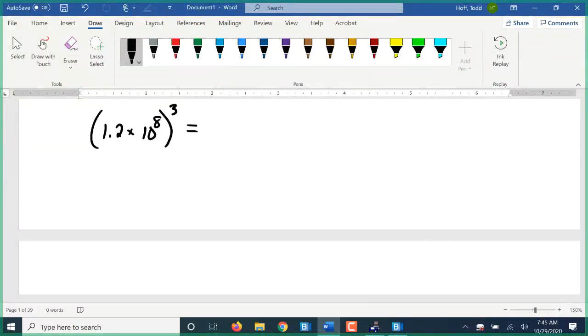If I have 1.2 times 10 to the 8th to the power of 3. Just like with our algebraic numbers, I take the count to the power of 3. 1.2 to the power of 3 is 1.728. And then I do the name to the power of 3. 10 to the 8th to the power of 3. Well, when I do a power, I multiply powers. So 8 times 3, that's 10 to the 24th.